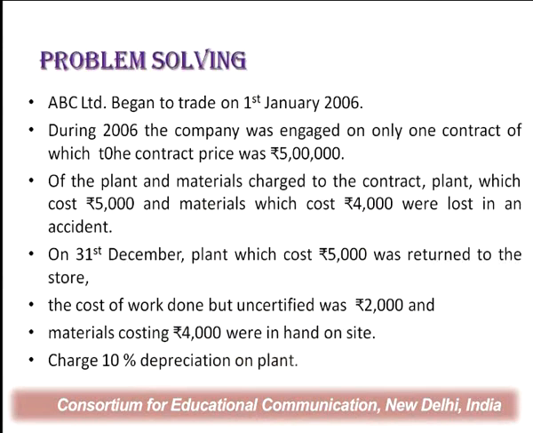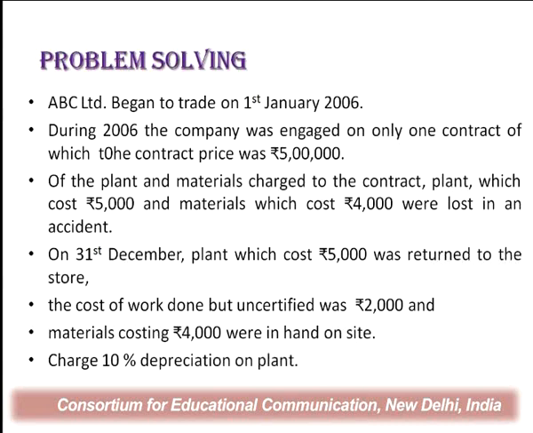Let's take another example. Now let's discuss a little more complicated problem as compared to the previous one. ABC Limited began its trade work business contract on 1st January 2006, or whatever the year may be. During the year, the company was engaged on only one contract, of which the contract price was 5 lakh rupees. The contractor is involved only in one contract, right? That is 5 lakh rupees.